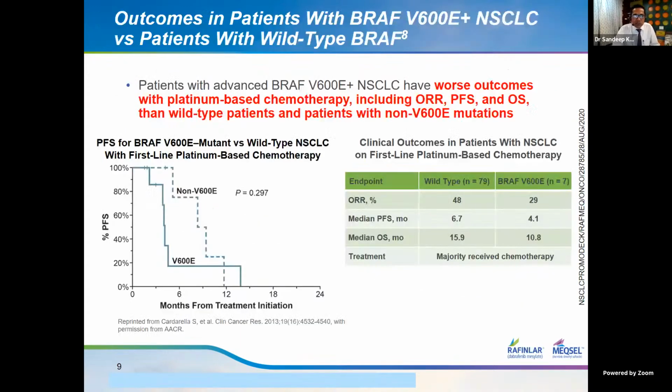with limited treatment options. So again, amongst the V600E and non-V600E, the patients with V600E tend to have worse outcomes with platinum-based chemotherapies, including the ORRs, PFS, OS, than the wild type, as well as patients with non-V600E. So overall, in conclusion, patients who harbor a V600E mutation fare poorer as compared to the wild type, as well as the non-V600E patients.